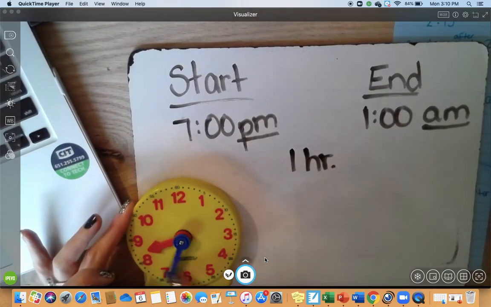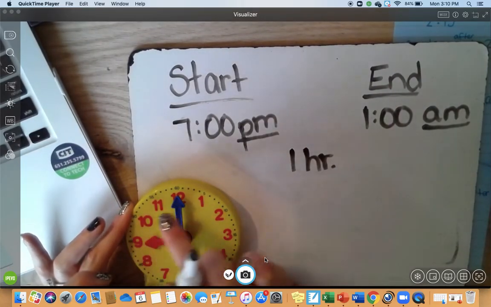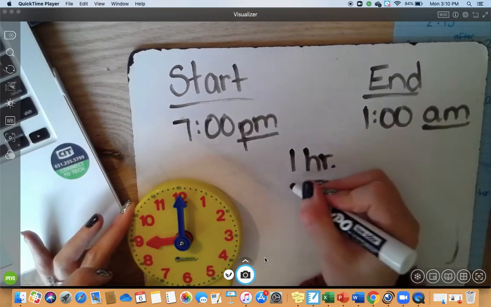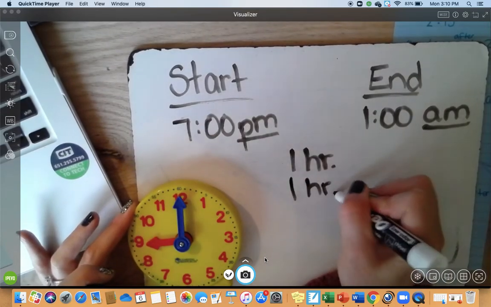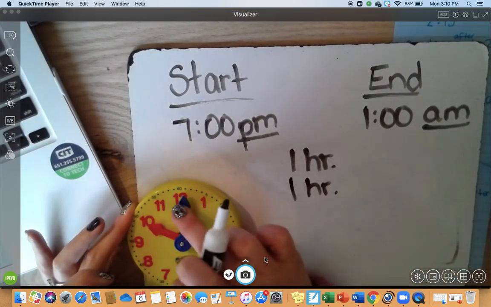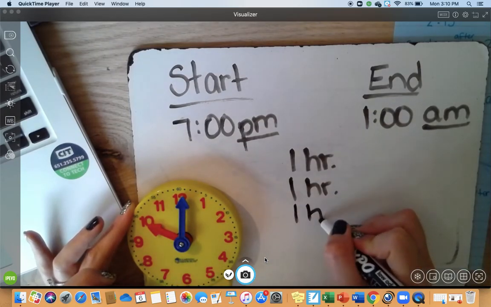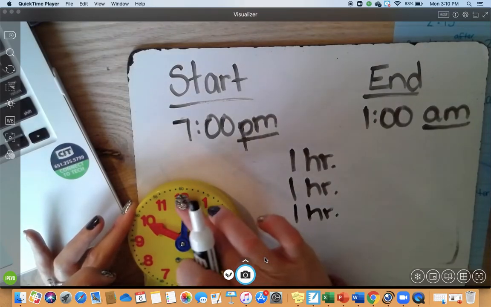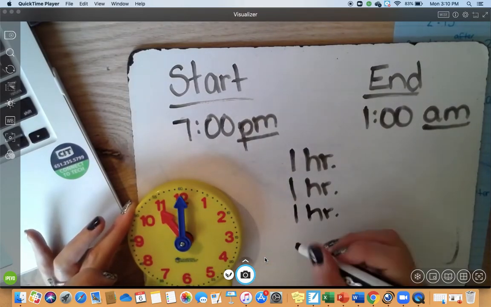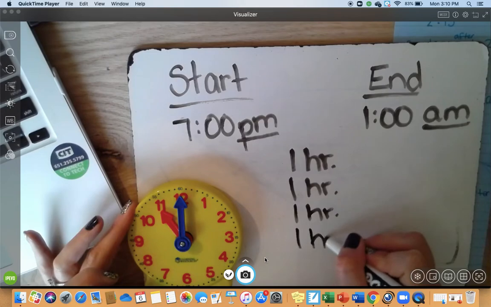From 8 o'clock to 9 o'clock, the minute hand had to go around the clock one whole time. The hour hand said, home run. That was 1 more hour. But I'm not to 1 o'clock a.m. yet. Oh, to get to 10 o'clock, that's 1 more hour. The minute hand had to go around the whole time. It has to go around the whole time again to get to 11. That's 1 more hour.